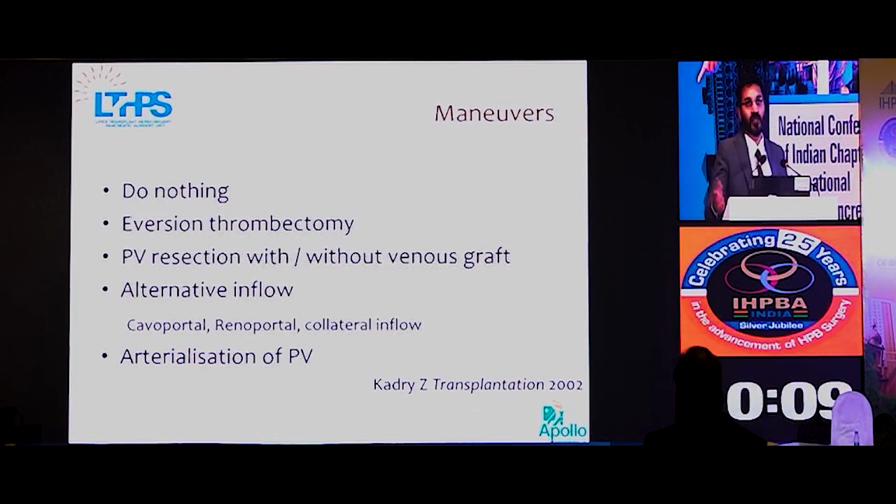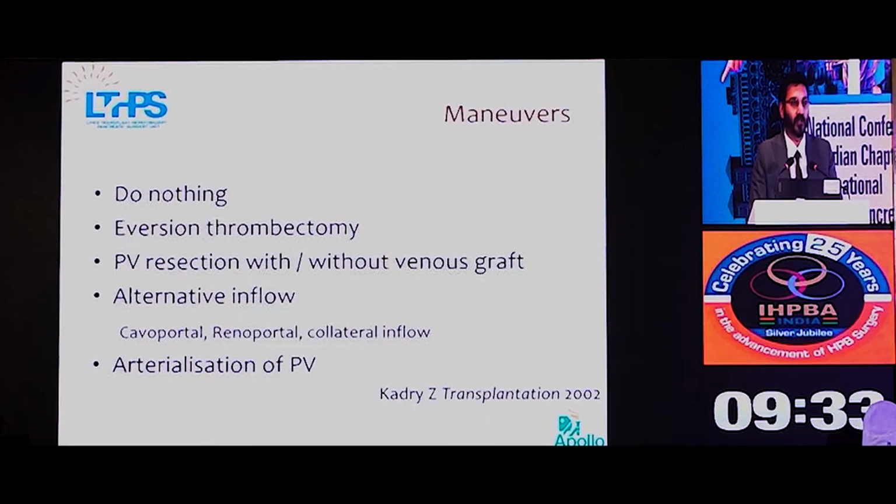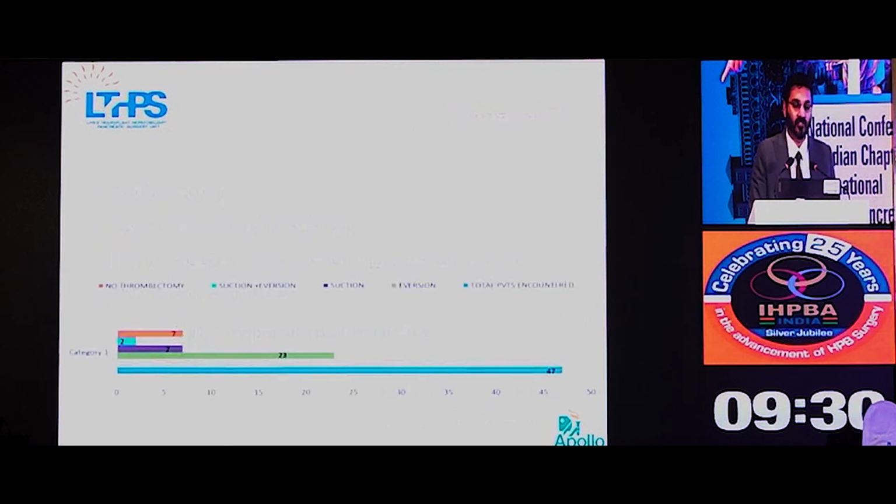So, what are the maneuvers one has to solve this? Usually when you have a portal vein thrombus detected during the surgery, not detected on preoperative CT, usually it's a recanalized portal vein. If you have a good flow, then sometimes doing nothing makes sense. You can just use that very portal vein to do the anastomosis. But most commonly, eversion thrombectomy, then sometimes portal vein resection with or without venous graft, or an alternative inflow like a cavoportal hemitransposition, which is not very successful, I would say, but it's one of the options available. And lastly, arterialization of the portal vein.